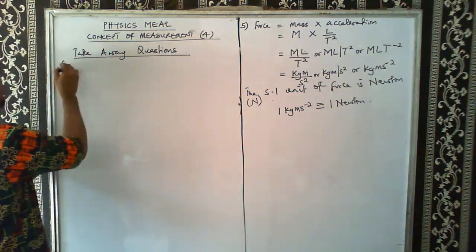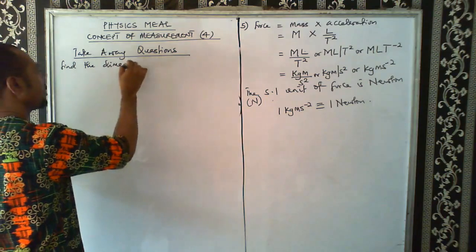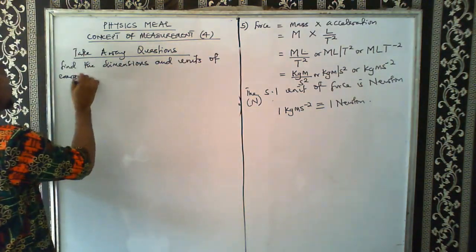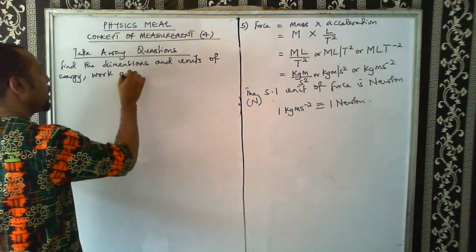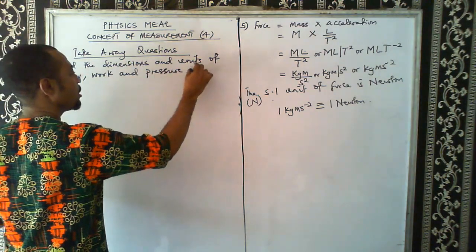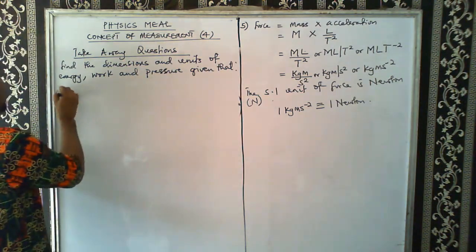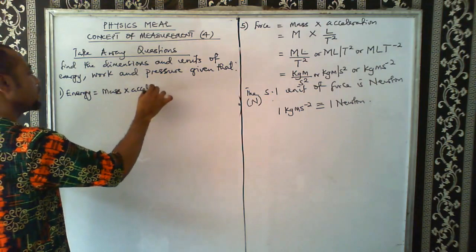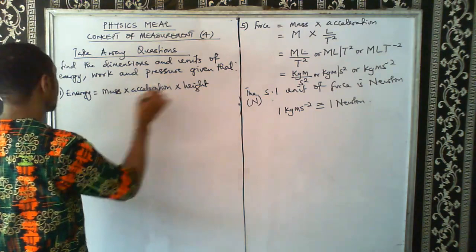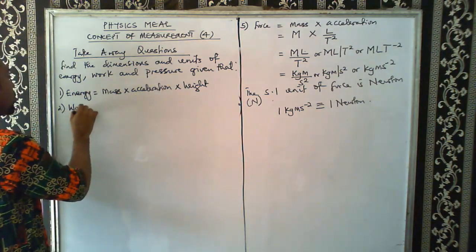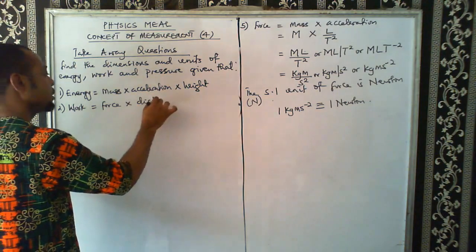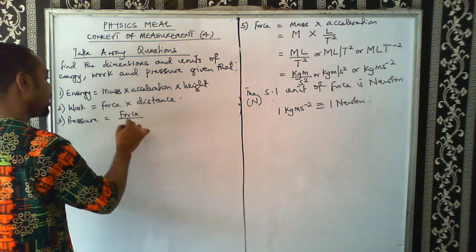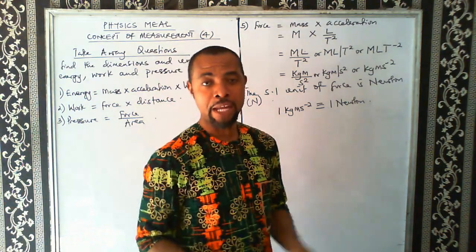Takeaway questions. Find the dimensions and units of energy, work, and pressure, given that: one, energy is mass times acceleration times height. Two, work is force times distance. Then pressure is force over area. Okay, just do these three questions and then send the answers to me.